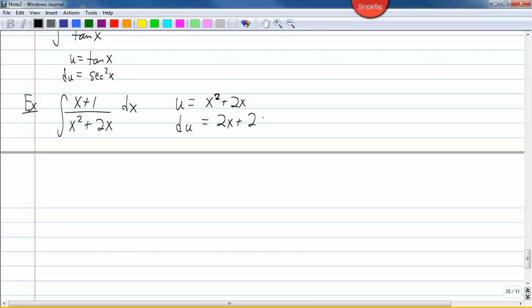However, what if I was to take your du right here? Can you factor something out? You could factor a 2 out, and that would leave me with 2 times (x plus 1). And guess what? x plus 1 is up there. Since x plus 1 is up there, now how do we adjust for a constant? Bring out the reciprocal. So you can bring out the reciprocal of 2 and write this as 1/2 times the integral of now 1 over u du.